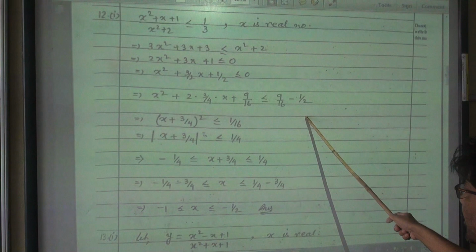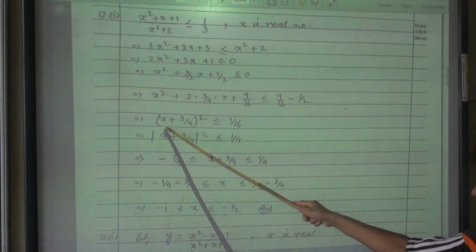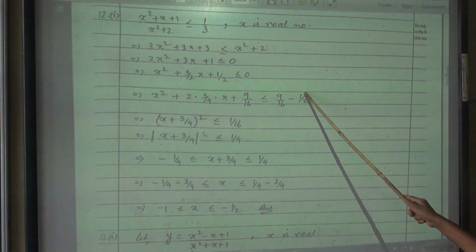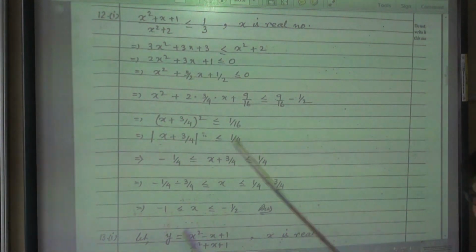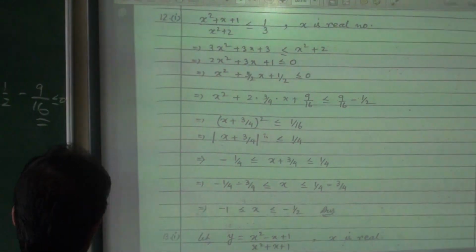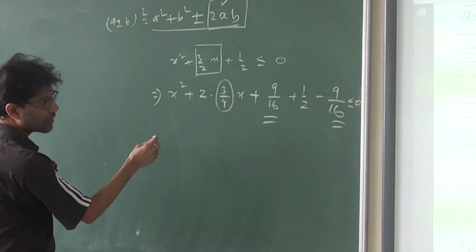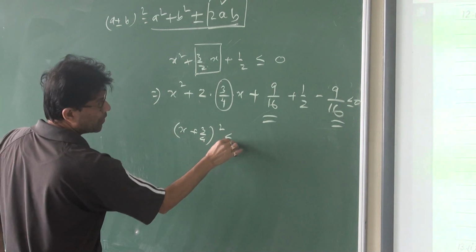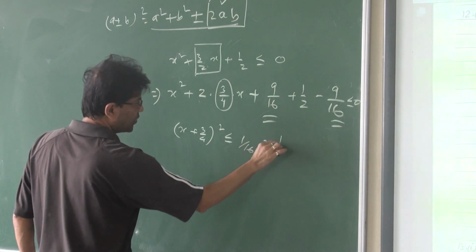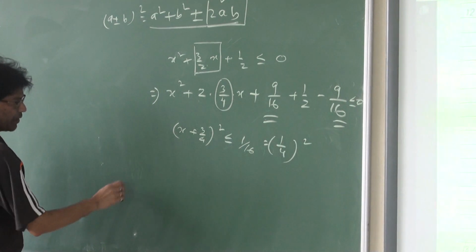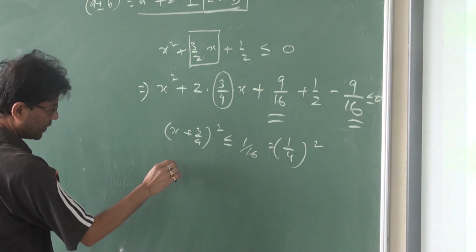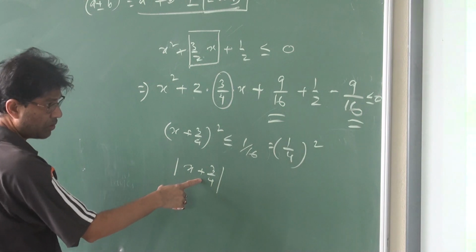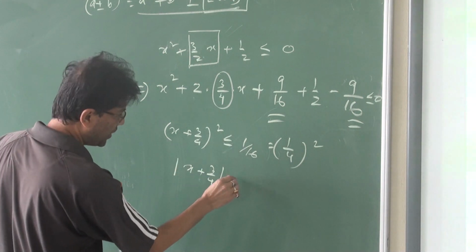Or from left side to right side I am bringing. This is giving you x plus 3 by 4 whole square. And if we take LCM for this, we will get 9 minus 8, that is 1. So 1 by 16. So the expression is x plus 3 by 4 whole square less or equal to 1 by 16, and 1 by 16 is 1 by 4 whole square. From that I have written mod of x plus 3 by 4, numerical value of this expression, mod means numerical value. Numerical value of this expression will be less or equal to 1 by 4.